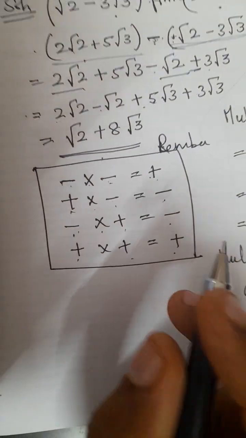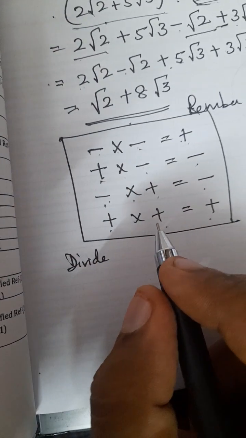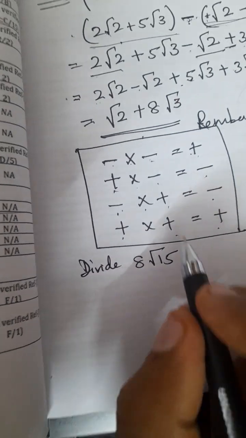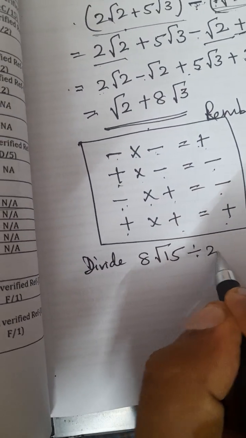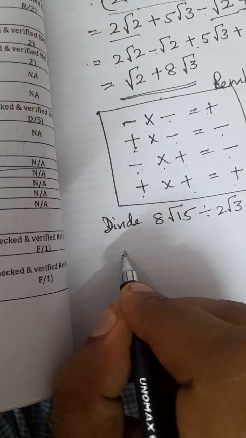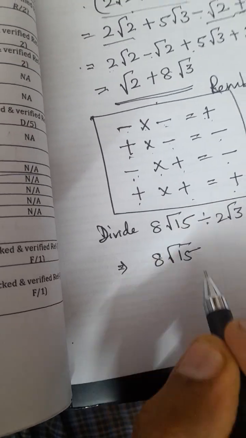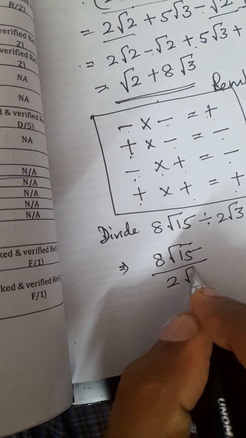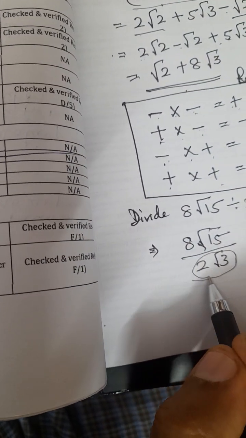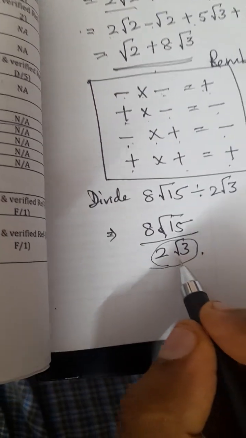Now it is said to divide 8 root 15 by 2 root 3. This is what is given to you. In this case, whenever you have an irrational number in the denominator, it has to be rationalized. You have to rationalize the denominator.